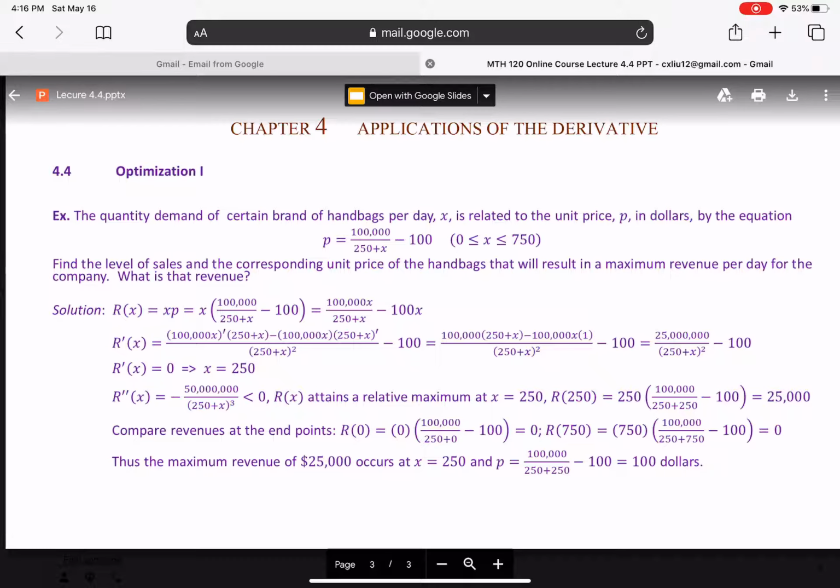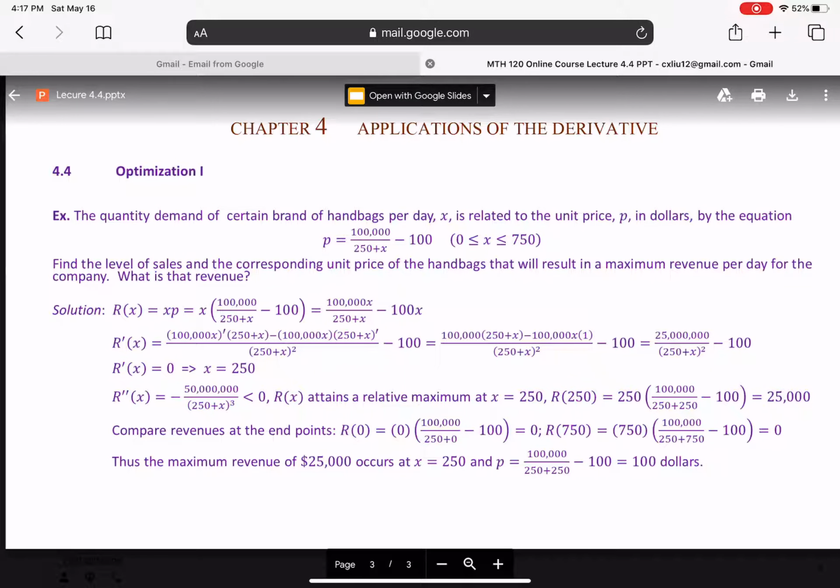So we can compare this relative maximum with the endpoints at x equal to 0 and x equal to 750. So just plug in 0 for x. We got R of 0 equal to 0 times 100,000 over 250 plus 0 minus 100, and we get 0. Similarly, plug in 750 for x. We get R of 750 equals 750 times 100,000 over 250 plus 750 minus 100, and again we get 0.